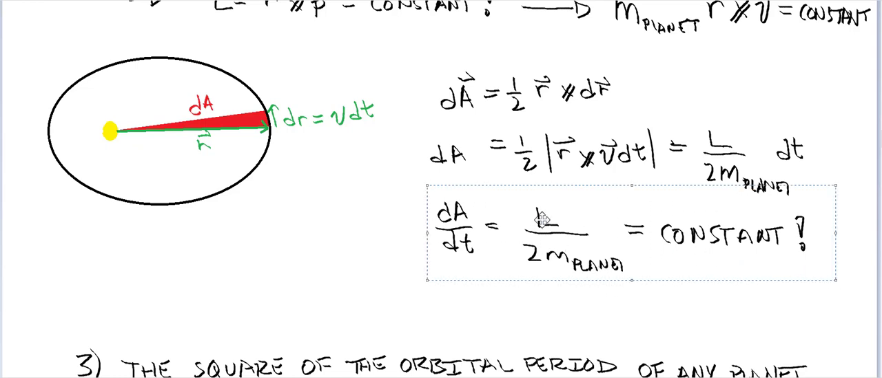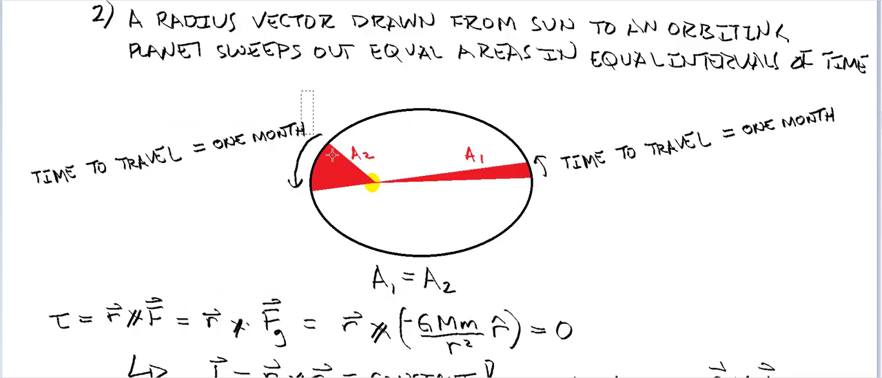Then dA/dt is just equal to L over 2m planet, but L is a constant and m planet is a constant, so all of this is a constant. What this says is that dA/dt is a constant. In other words, the rate of change of area is a constant, which is consistent with this picture, right? In the same amount of time, you get the same amount of area.